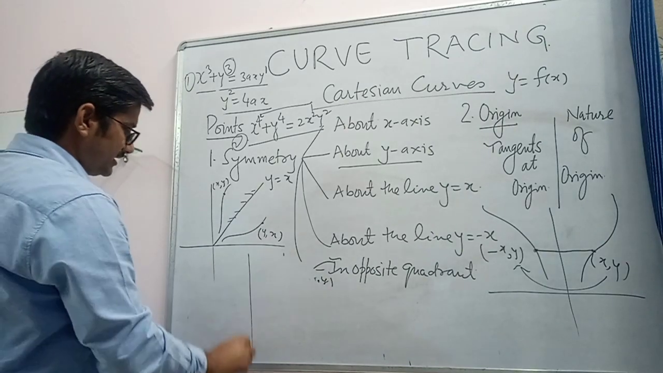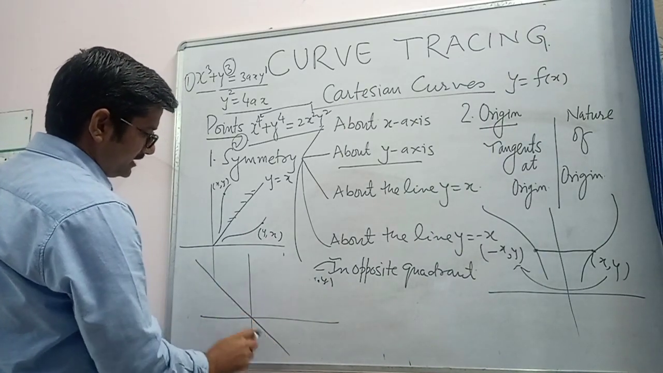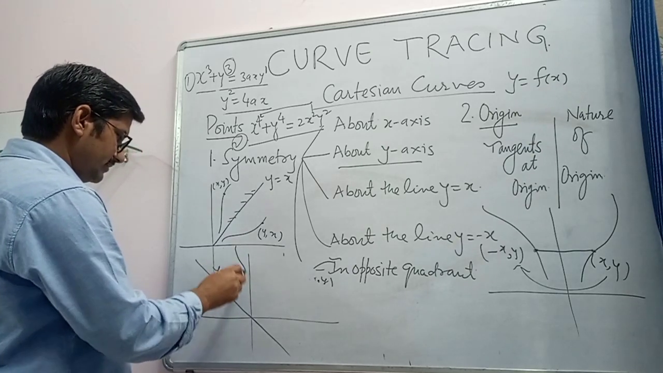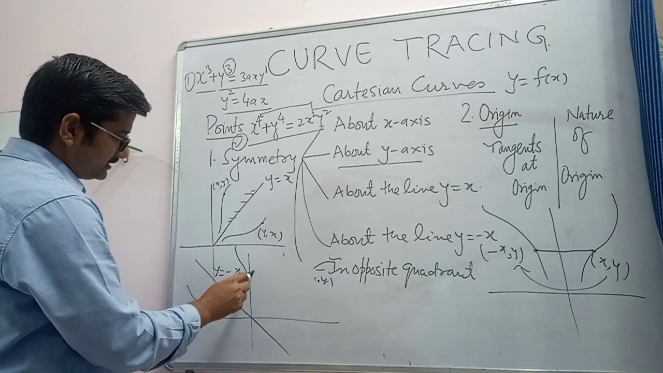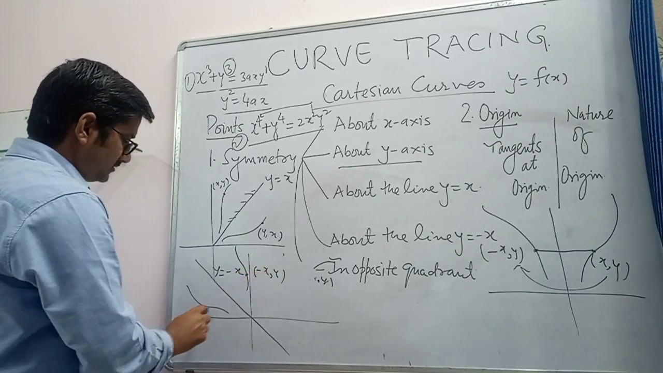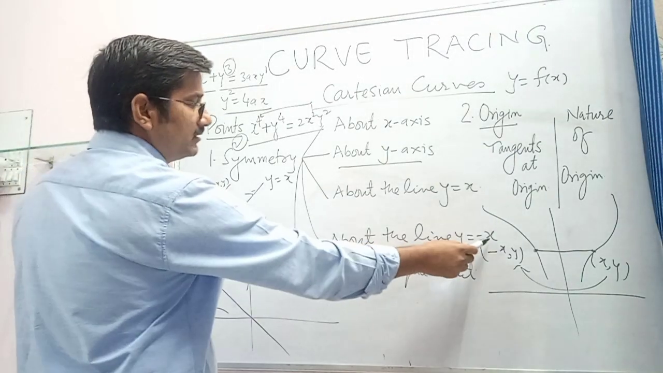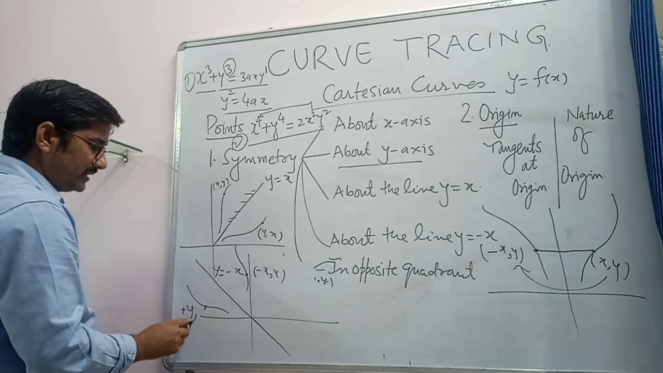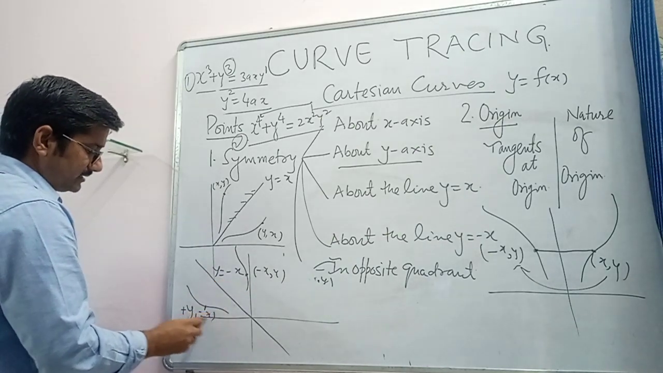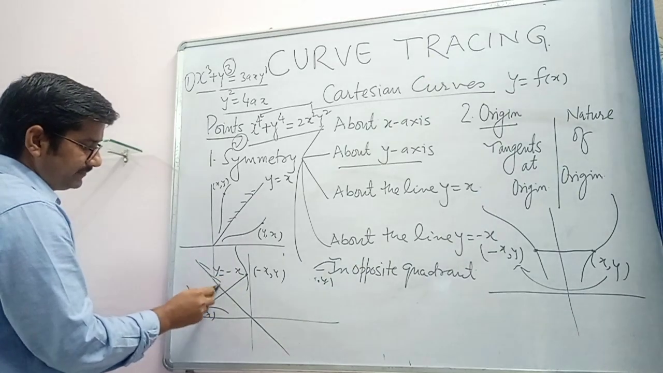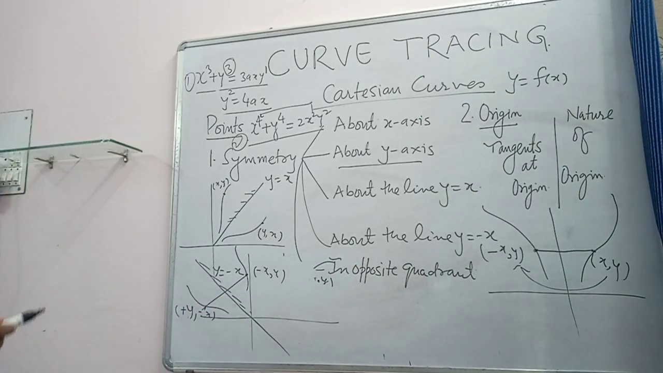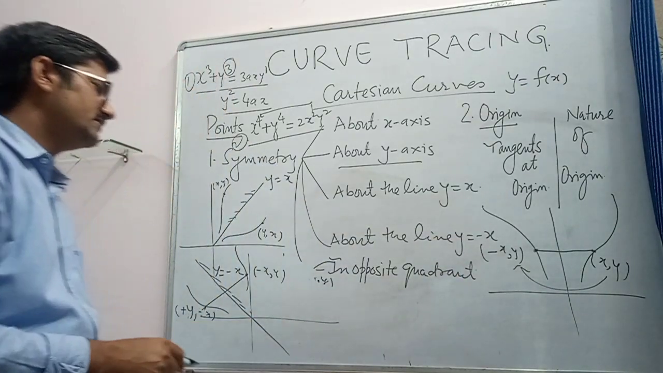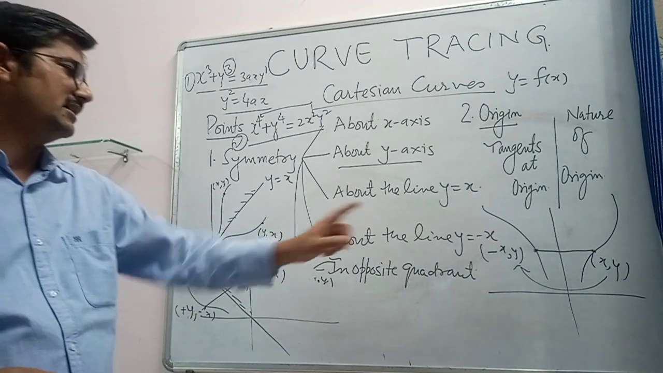And similarly you can check the symmetry about the line y is equal to minus x. So if any curve is symmetric about this one, and this point is say x comma y, then put y equal to minus x and x equal to minus y. So x is equal to minus y and y is equal to minus x. The point will be this one if it is a mirror. So if the curve does not change by replacing y by minus x and x by minus y, the curve is symmetric about this line.